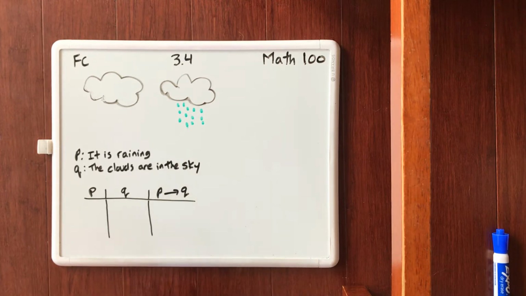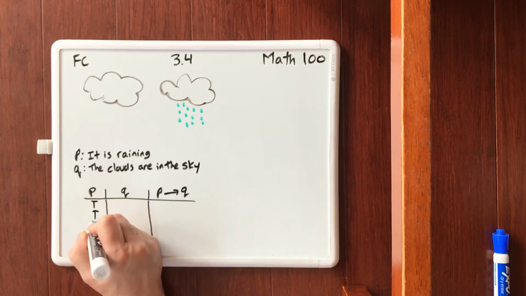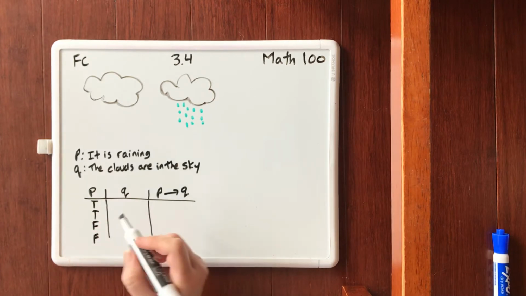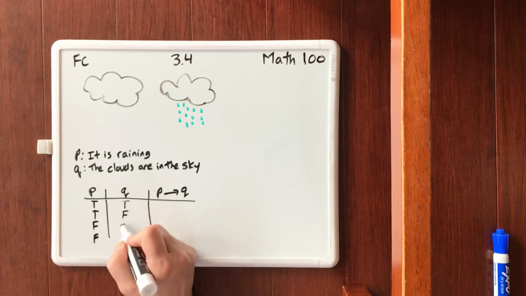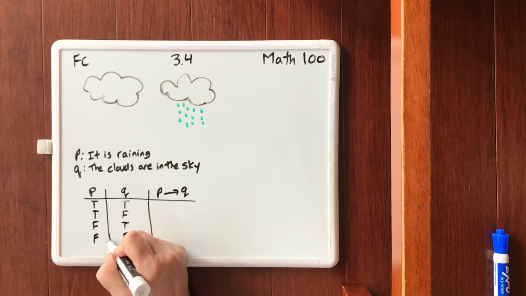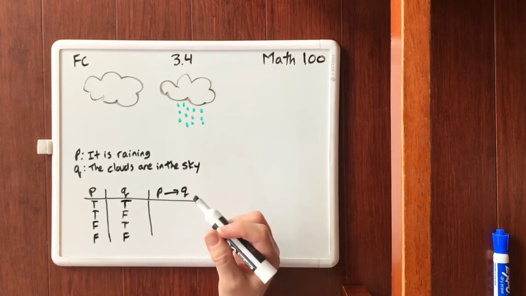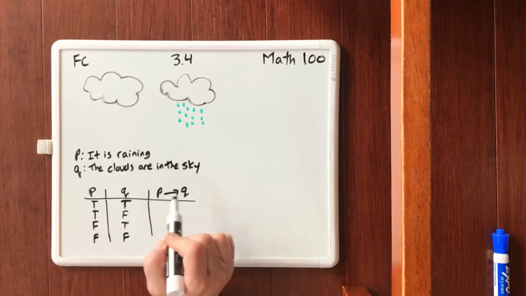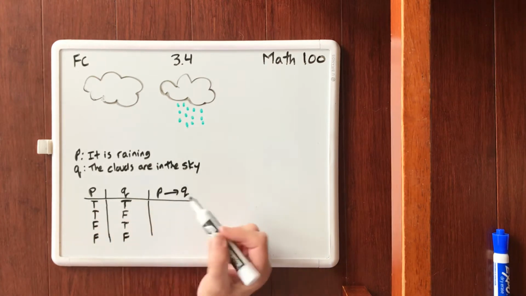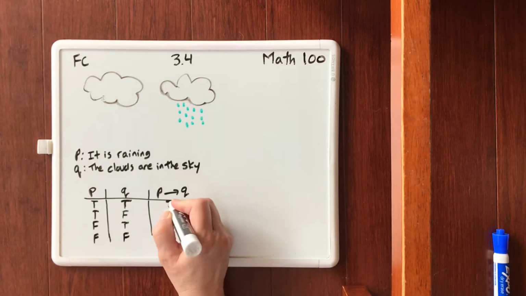Okay, so let's go ahead and start off. Since we have two statements, we'll have a true, true and a false, false. And then we'll do the opposite, starting with a true, then false, true, then false. We covered every combination, and now we're going to think about it logically with this statement. If it is raining, then the clouds are in the sky. That's true.